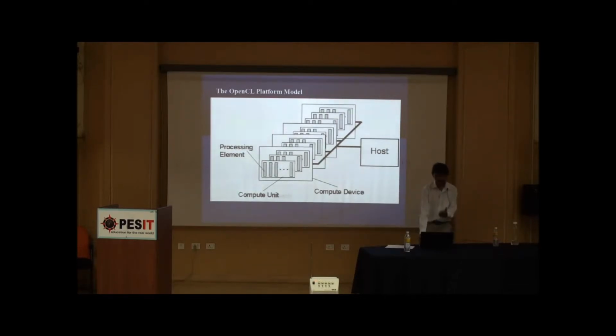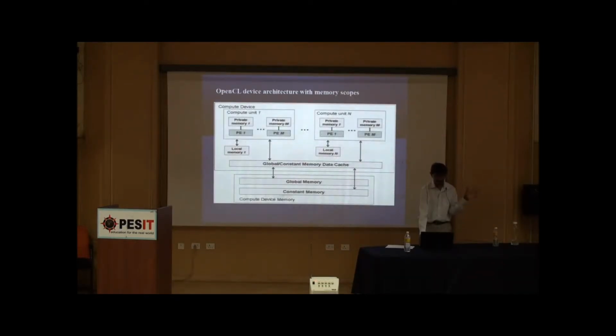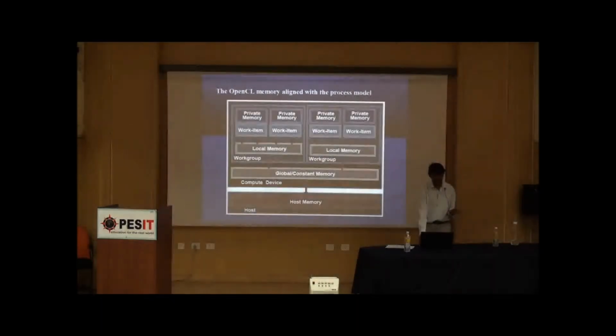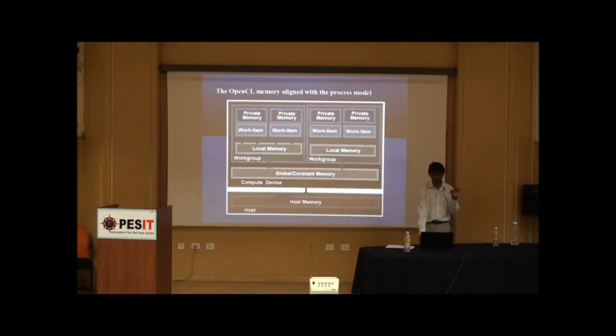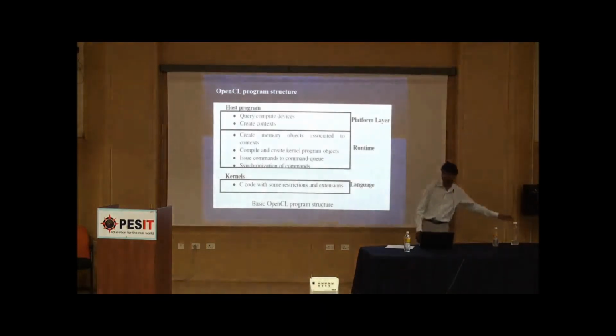So the OpenCL platform is like this: the compute device, the compute units, and the processing elements. Then you have constant global memory, then the local memory, and the processing elements having the private memories. Here, work item, work group. A work group is a group, and each of them is accessed through n-dimensional coordinates i, j, k. Any queries on this?